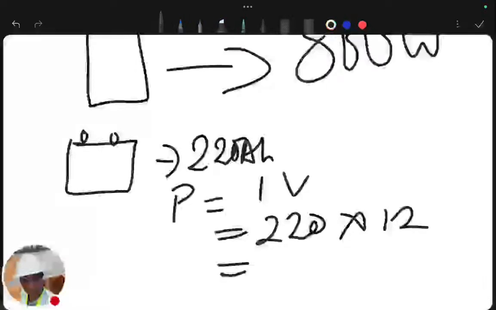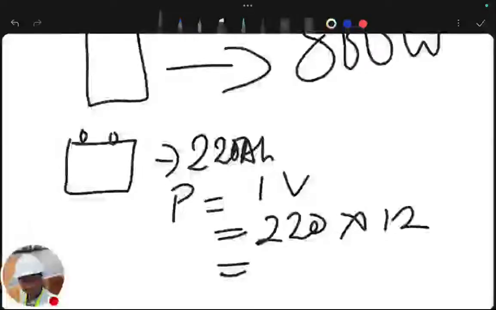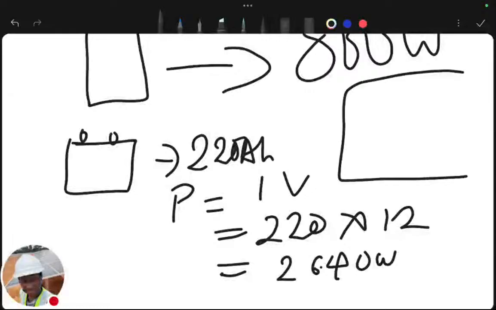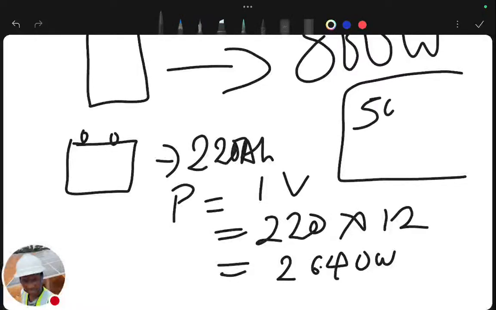That's 2640 watts. Now let's say this person is going to be using their laptop, and we assume the laptop is about 80 watts, and they're going to be using phones. Let's just assume the total power the person will be needing is going to be 500 watts.